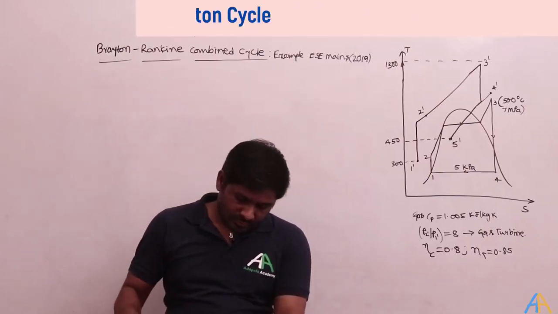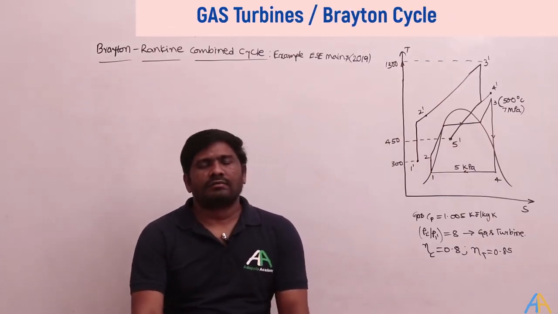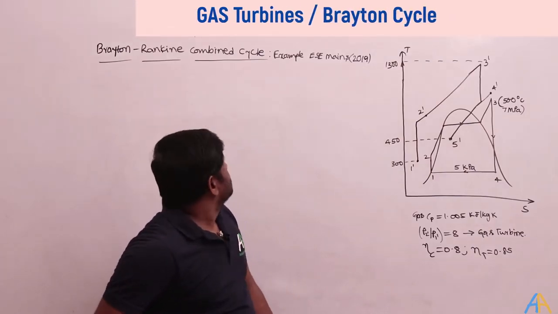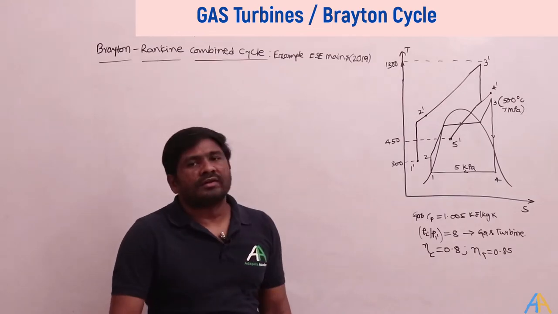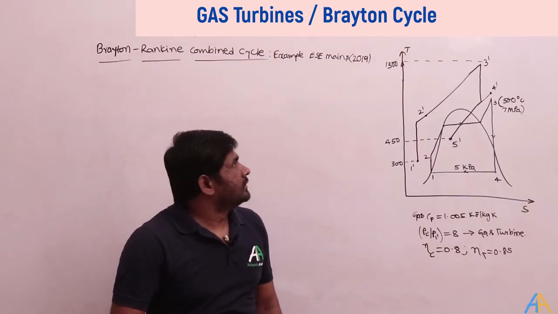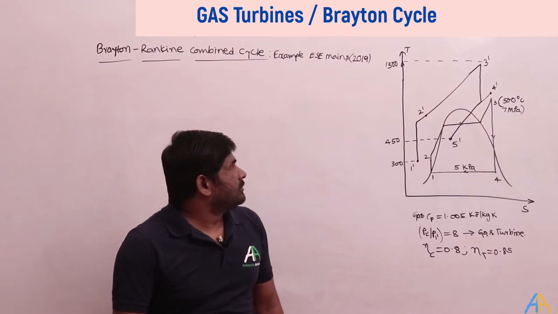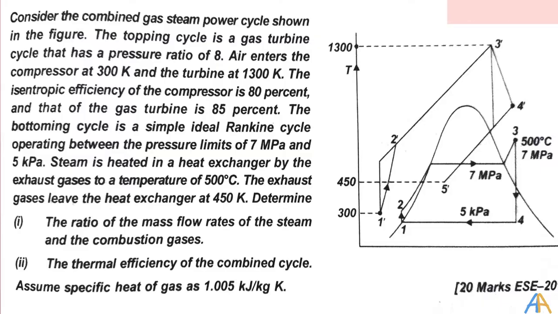Now we will see one example of a combined cycle of the gas turbine and a Rankine cycle. It was asked in the 2019 ESE Mains examination. Consider the combined gas-steam power cycle shown in the figure. Gas and steam power cycle.